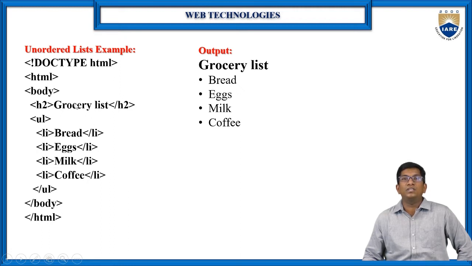Suppose you use UL space type is equal to circle, then it displays circles before the item names. Right? That is an unordered list. Suppose your sequence is not important, then we can use an unordered list.